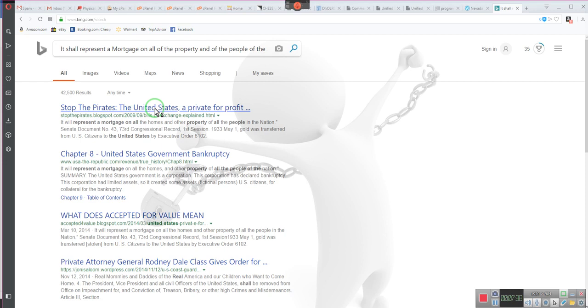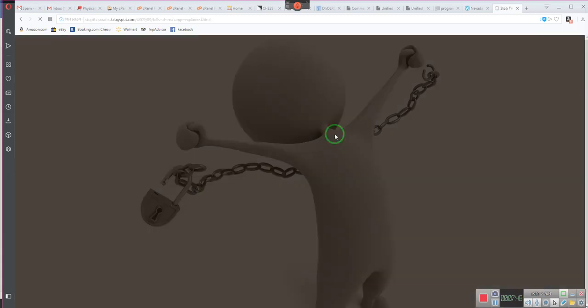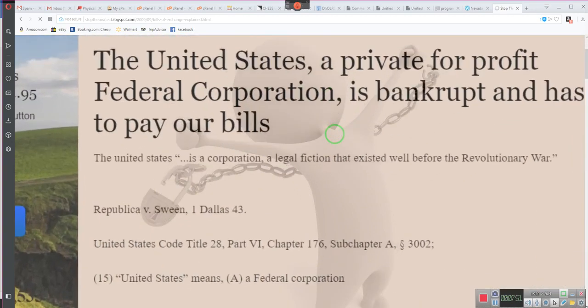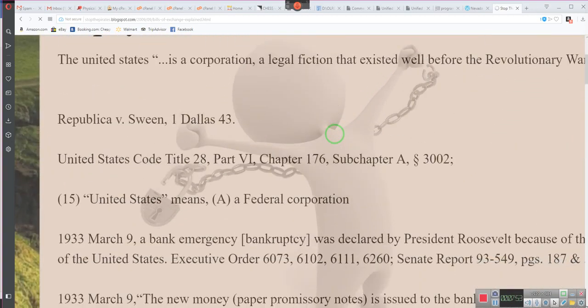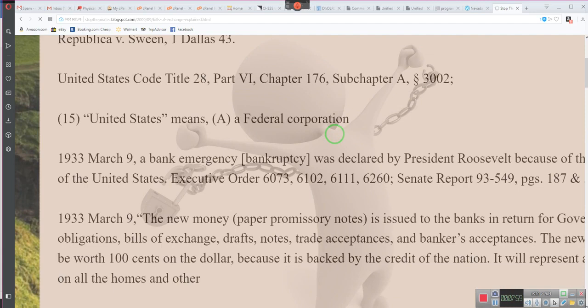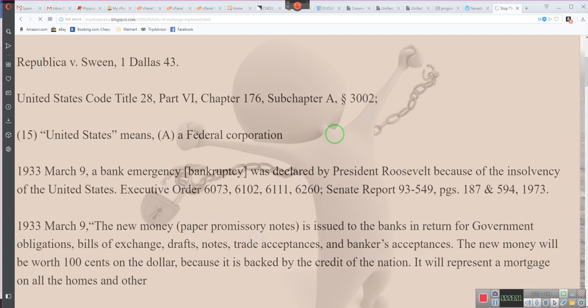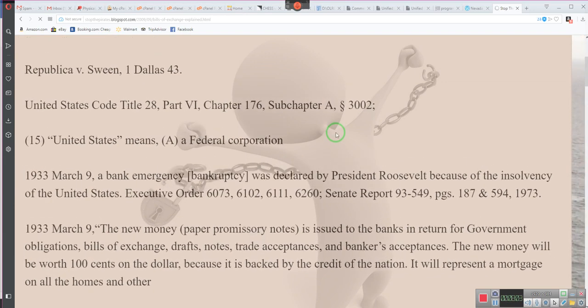Stop the Pirates has been doing a lot of things, helping people, especially with debt. So if you are familiar with the people who run Stop the Pirates, let them know about the redemption document that we created. But pay attention to this. We don't care about the United States meaning a federal corporation. What we care about is the Bankruptcy Act declared by the president. Now this is 100% correct. All of this information is 100% correct.